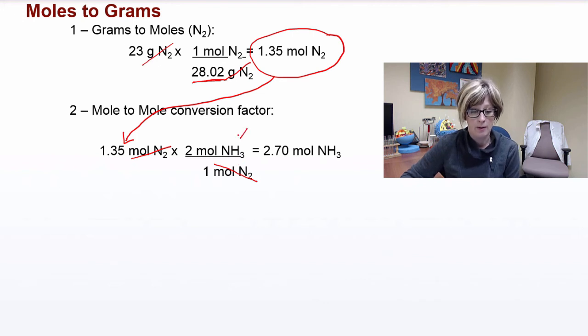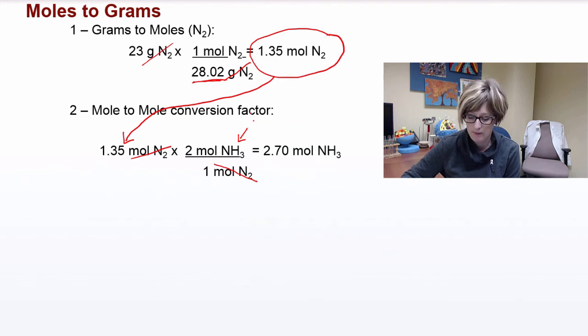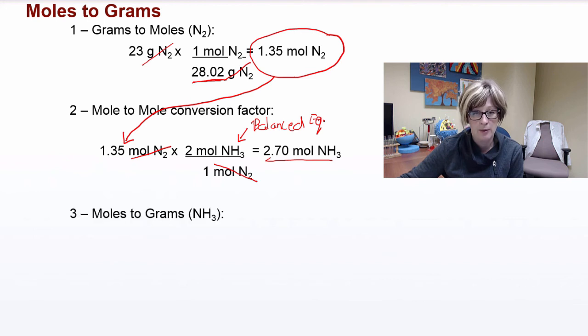Now, I'm sure you remember this, but just in case, where did I get the information that 2 moles of the ammonia would be produced from 1 mole of the nitrogen gas? That is from the balanced equation. And then I get 2.7 moles of ammonia. Okay, so that was step 2, and then we've got one more step, step 3.